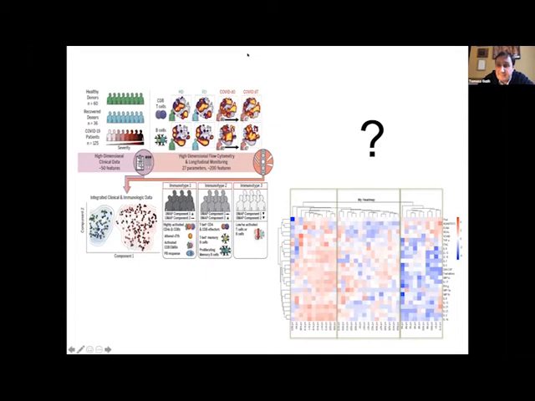Great. We have a question from Nelson Fernandez. Are the CD8 positive effector cytotoxic T cells HLA restricted? And are there some HLA phenotypes more susceptible to COVID infection?